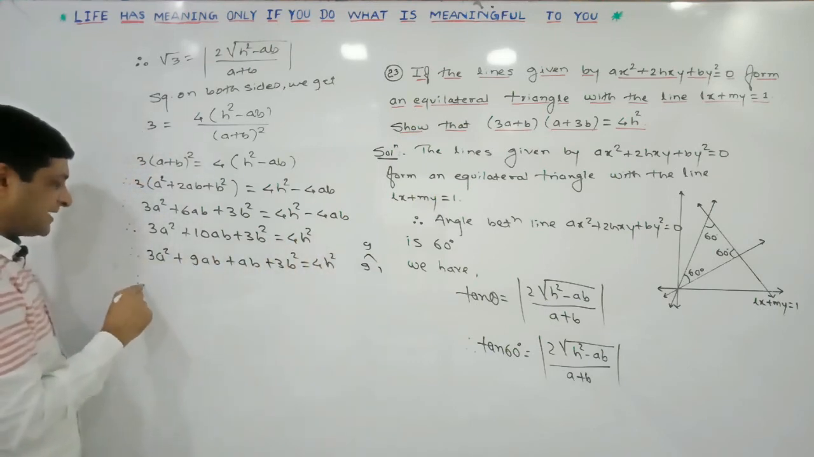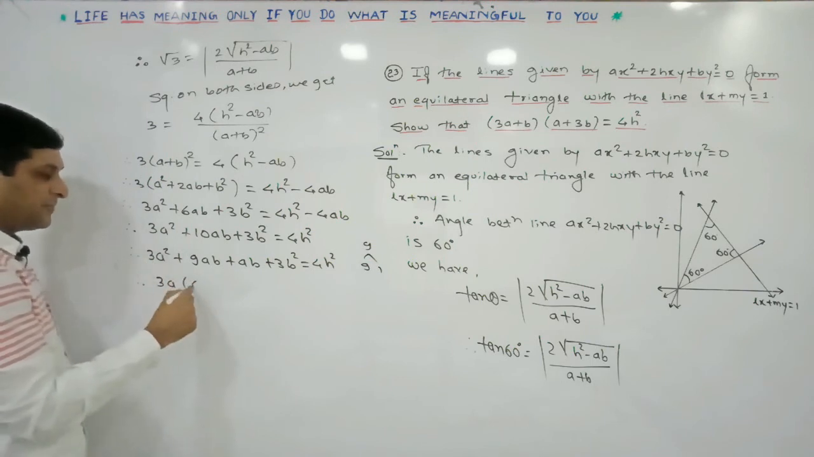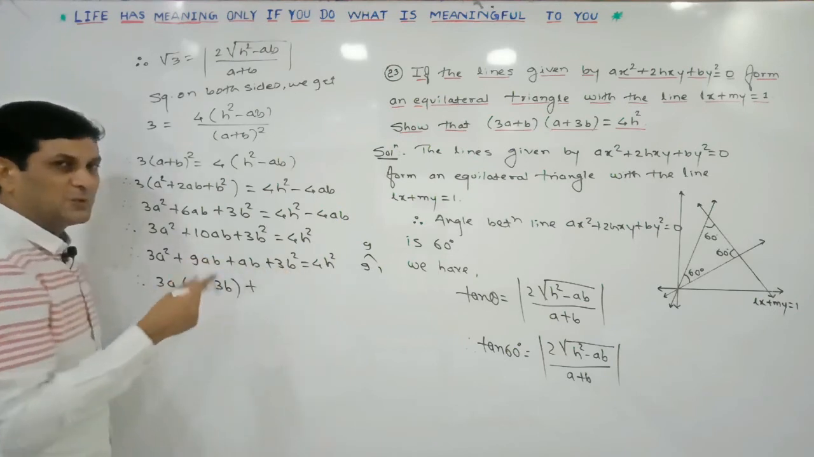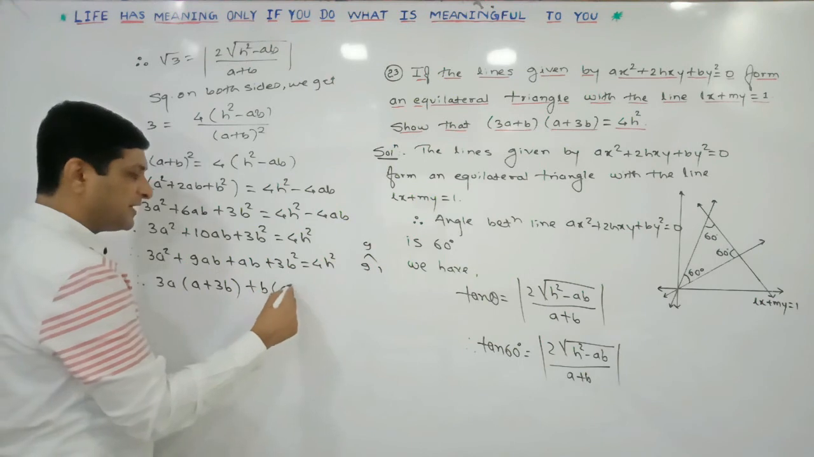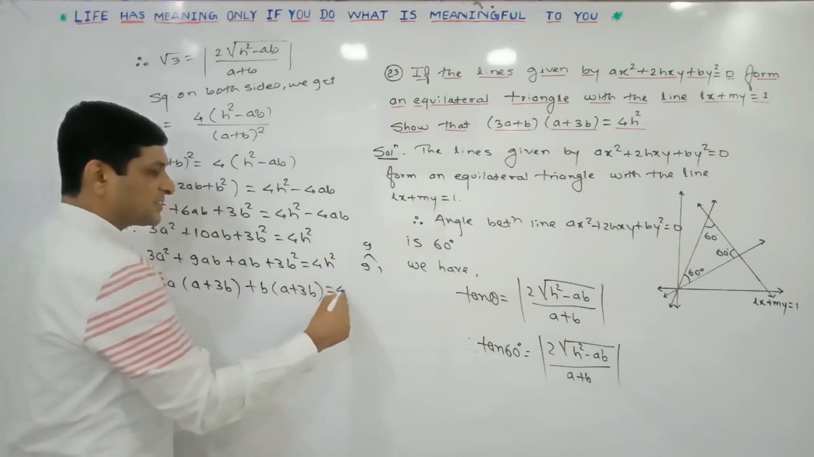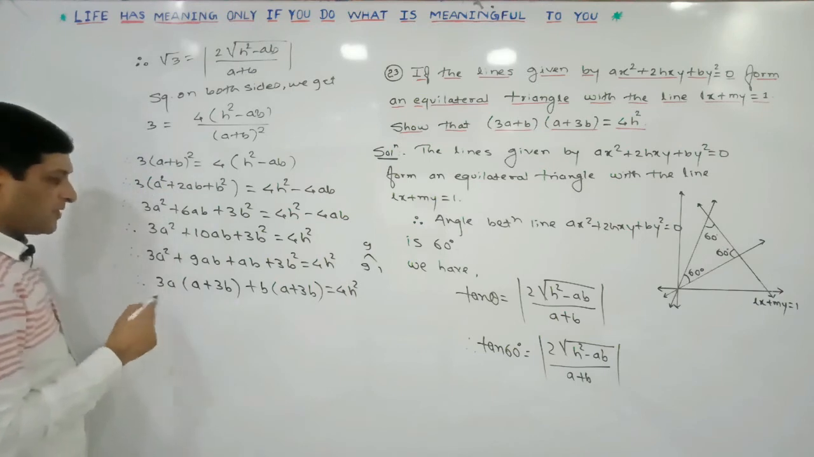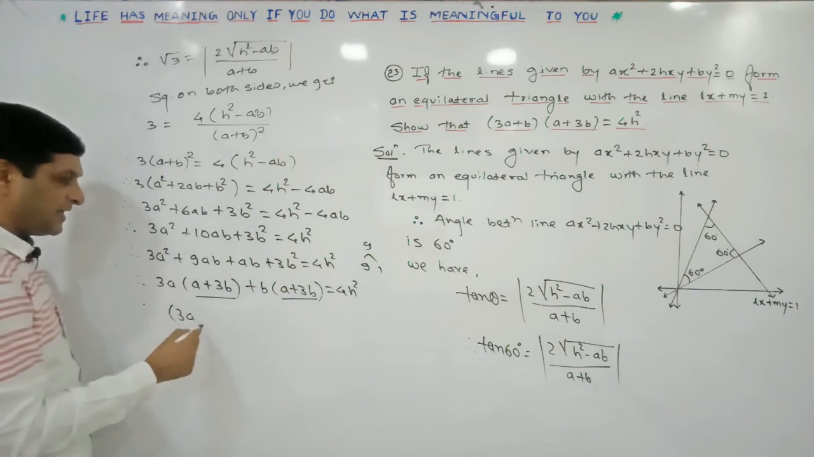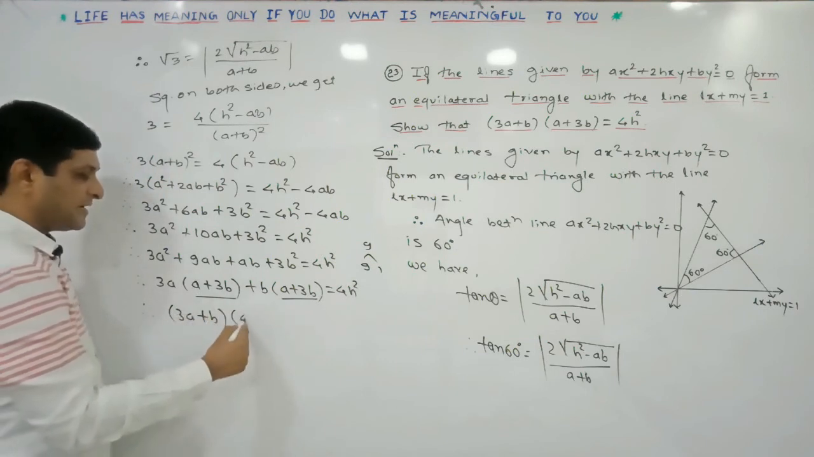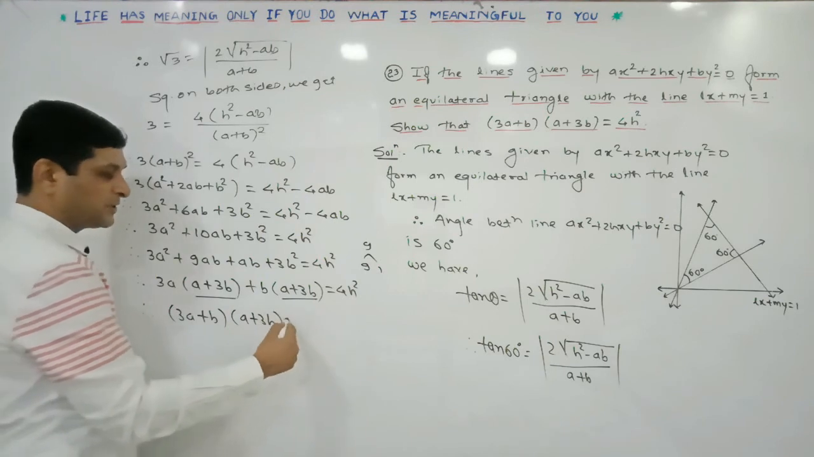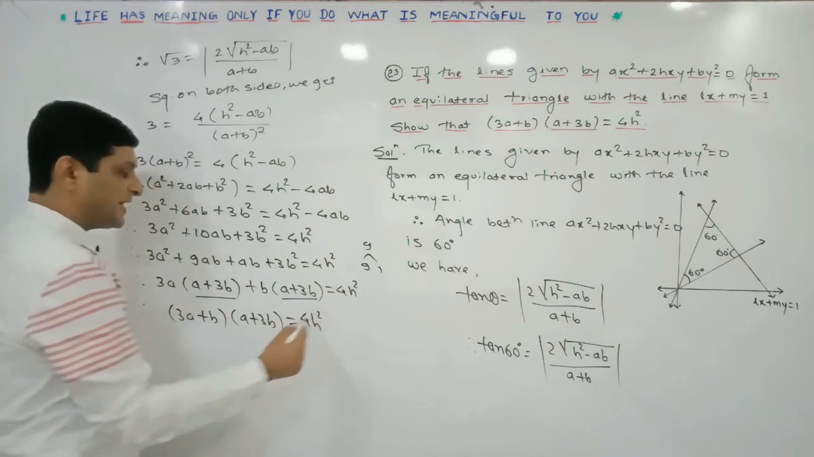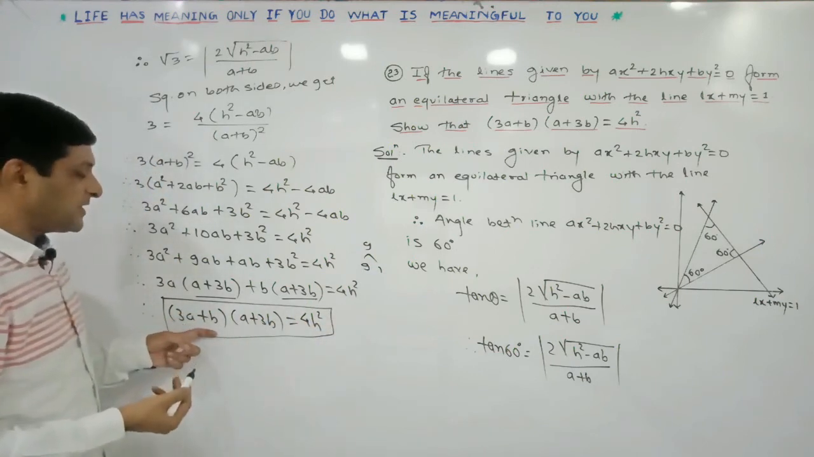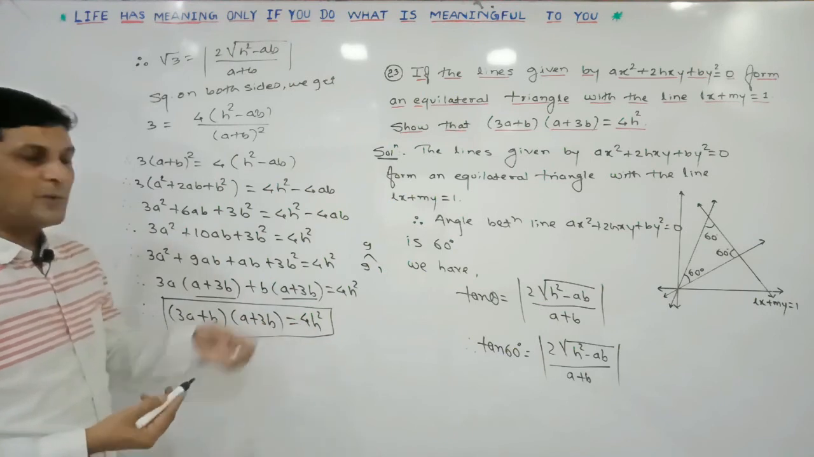From the first two terms, can I take 3a common? If we take 3a common, here we get a and here we get 3b. Plus, from the last two terms, if we take b common, here we get a + 3b. On the right-hand side, 4h², keep it as it is. Now taking (a + 3b) common from both terms, the remaining term is 3a + b. On the right-hand side 4h². This is the condition we had to prove: (3a + b)(a + 3b) = 4h².